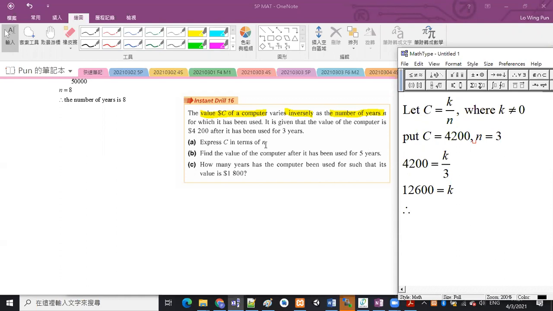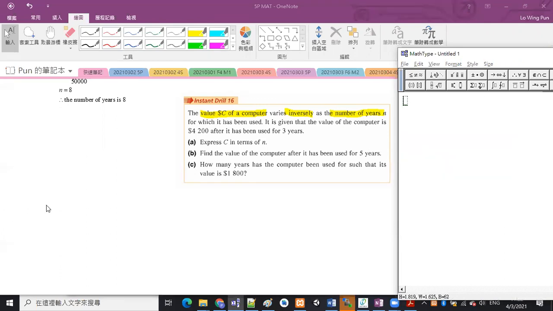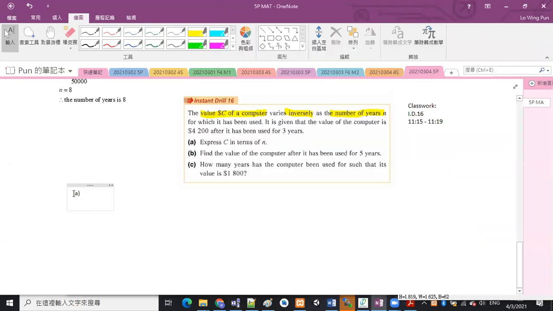Therefore, we write down the equation one more time. C equals 12,600 divided by n. That is the answer of part A. Okay. Then part B. Find the value of the computer after it has been used for 5 years.